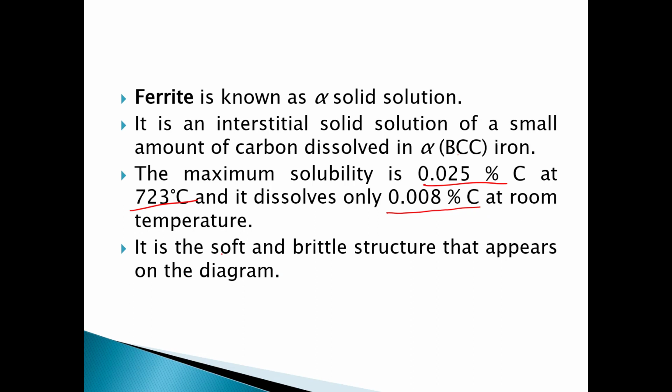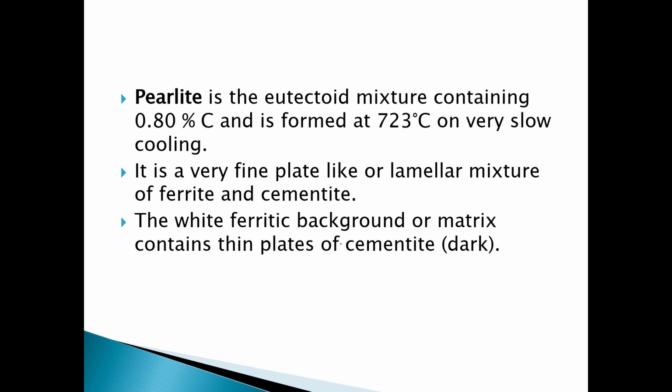It is a soft and ductile structure that appears on the diagram. Pearlite is the eutectoid mixture containing 0.8% of carbon and is formed at 723 degrees Celsius on very slow cooling. It is a very fine plate-like or laminar mixture of ferrite and cementite. So pearlite is the mixture of ferrite and cementite. The white ferritic background or matrix contains thin plates of cementite.